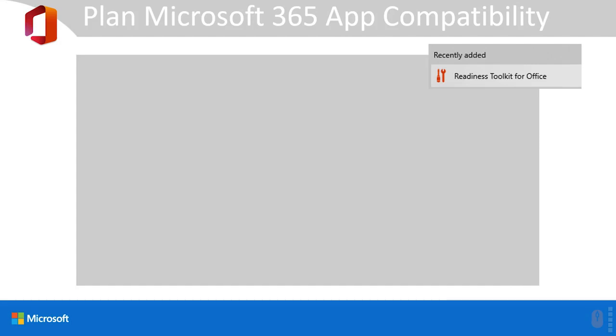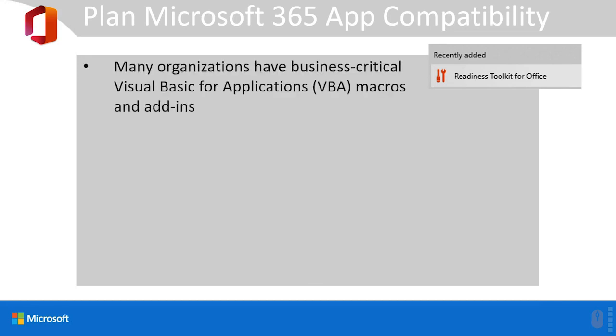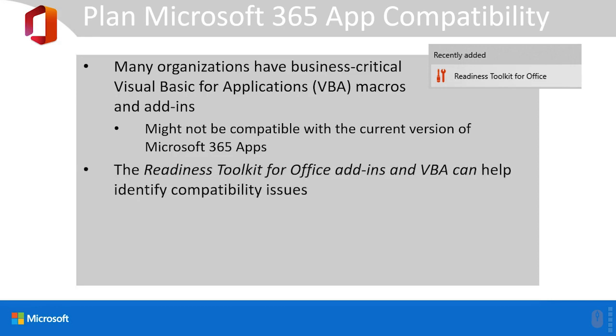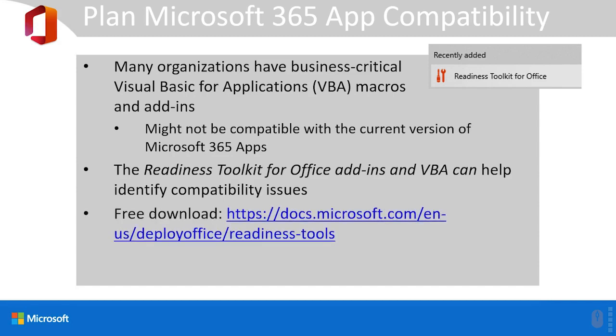Another thing to assess when preparing to deploy Office 365 into your organization is the state of any current Office-based solutions with an eye to features that could lead to loss of function when you deploy. For example, if your organization uses any business-critical Visual Basic for Applications macros and add-ins, they might not be compatible with the current version of Microsoft 365 apps. You can use the Readiness Toolkit for Office add-ins and VBA to identify compatibility issues. It's free to download at the URL you see on the screen, and next I'm going to show you a quick example of how it works.